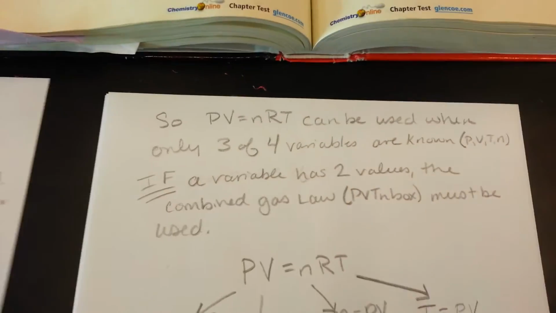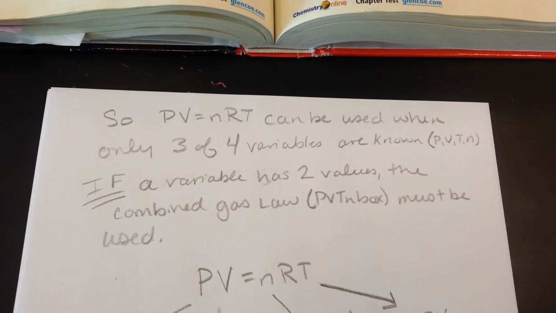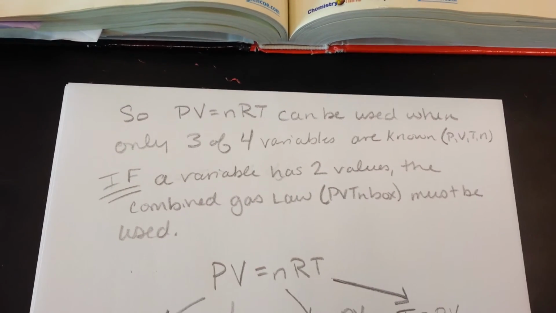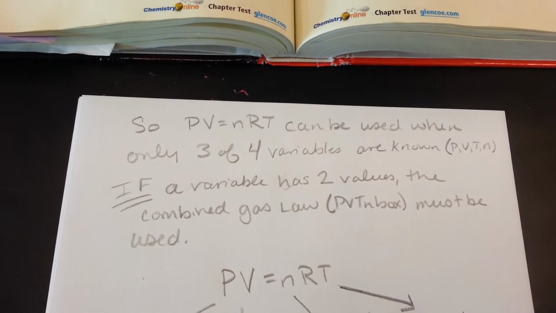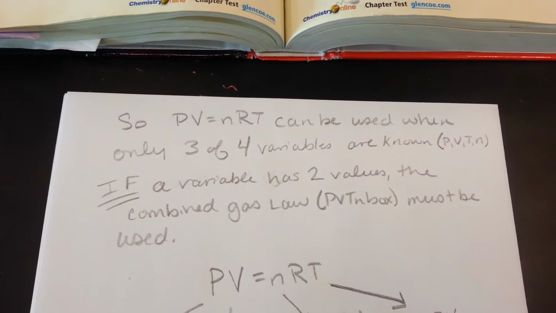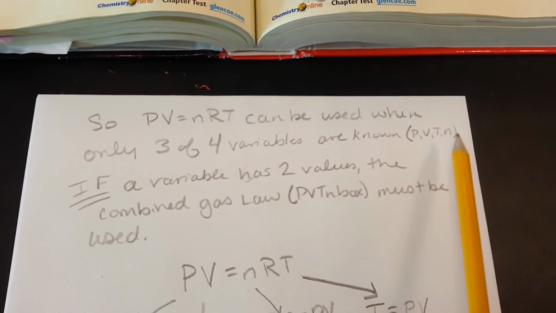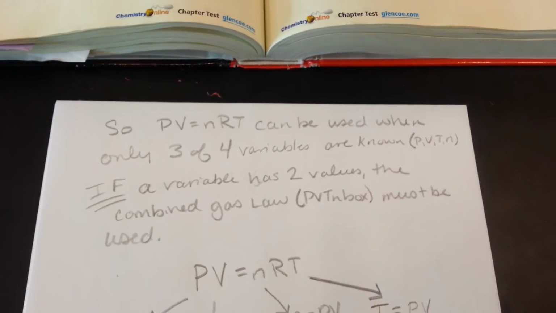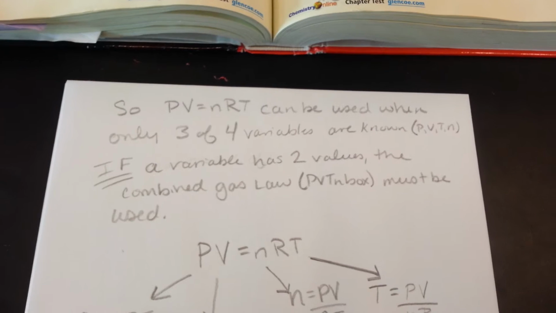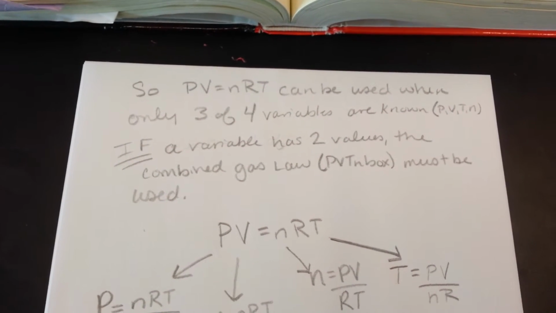Now, the ideal gas law is traditionally written as PV equals nRT, and it can be used only when 3 of 4 variables are known. So if you have P, V, and T but not N, or P, T, N, and not V. Now, if any of those variables, P, V, T, or N, has 2 values, a P1 and a P2, or a V1 and V2, then you have to use the combined gas law, the PVTM box.